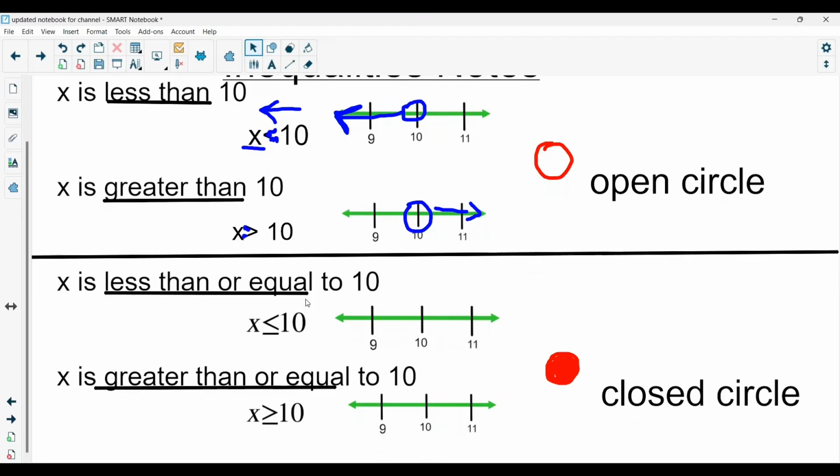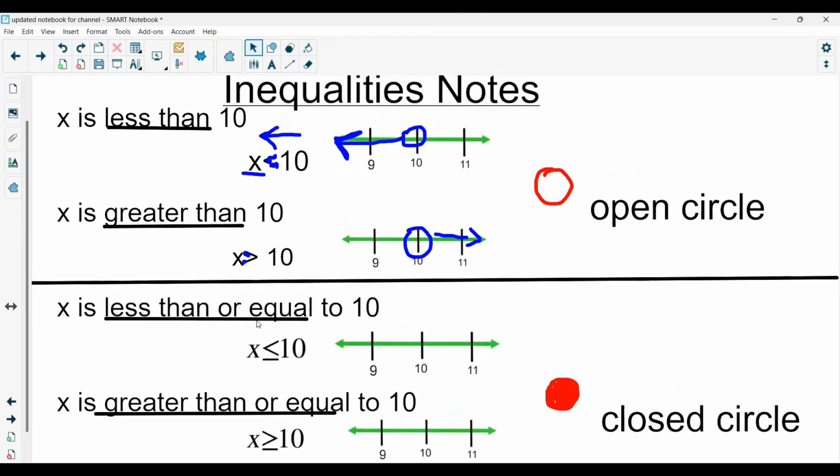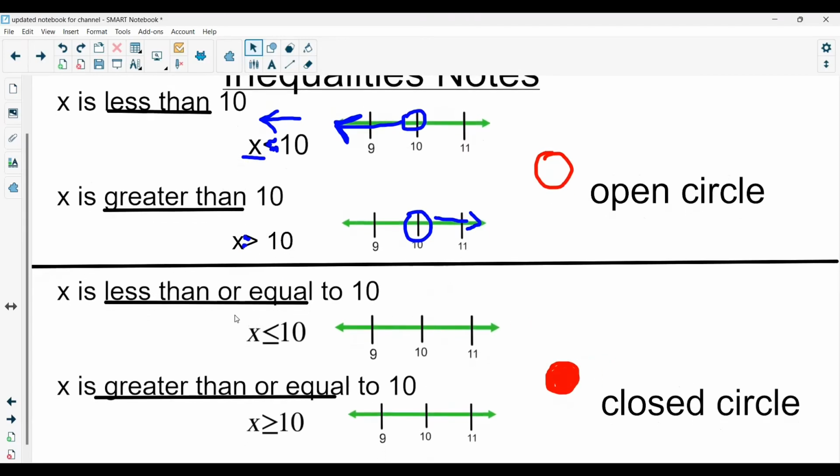All right, so now let's look down here. And remember, if I'm moving too fast at any time, you can always pause the screen. Let's look here.